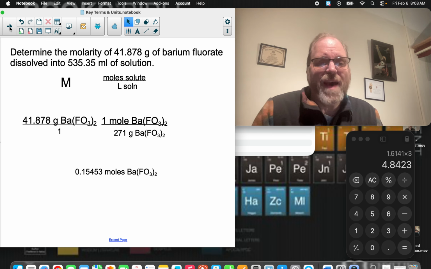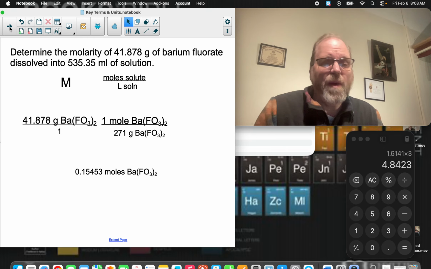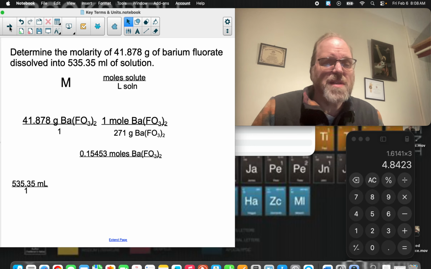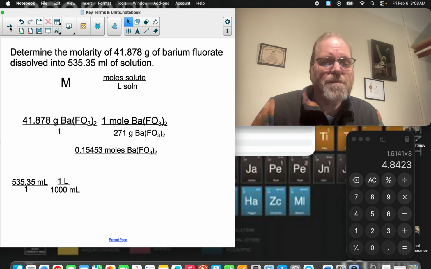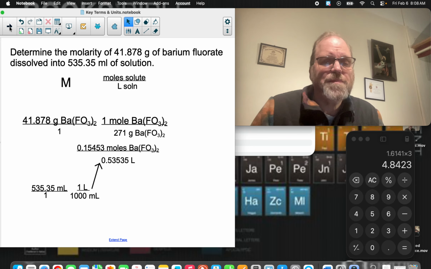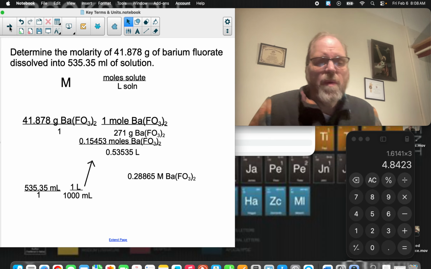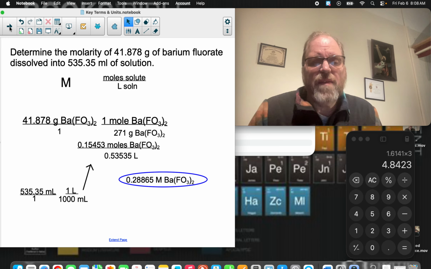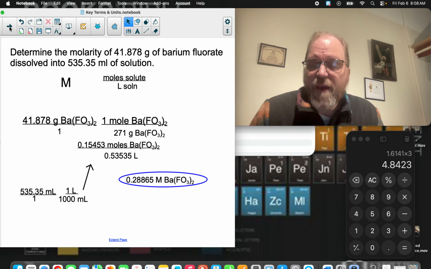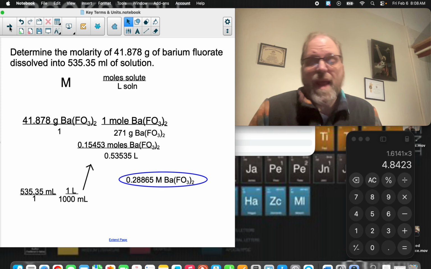We're going to take that value, and then we're going to find the number of liters. So a liter is 1,000 milliliters. That value goes in the bottom. We divide them through. We get 0.28865 molar Ba(FO3)2, and that's my answer.